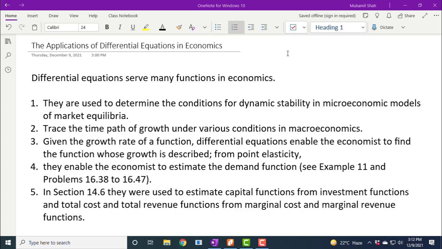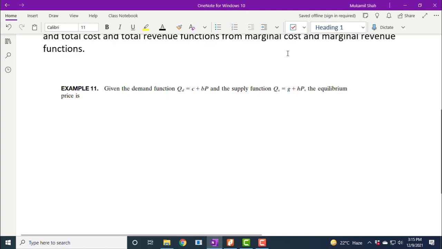Maybe not in this video, but we will discuss all these topics with numerical examples in the subsequent videos as well. Now we are going to start to use differential equations to analyze the conditions for dynamic stability of microeconomic models. So to understand this, let us take an example. Given the demand function and supply function, we can analyze the stability conditions for this market as under.